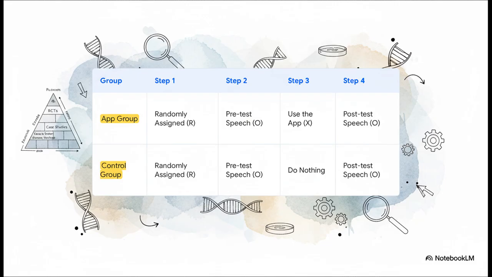Let's make this real. Let's say we have an app that claims to reduce public speaking anxiety. Okay, first, we'd randomly assign people to 2 groups. Then, we measure everyone's anxiety while they give a short speech. After that, the app group uses the app for a while, and the control group does nothing. Finally, we bring everyone back and measure their anxiety during one last speech. This is the kind of high-level proof you should expect for a new drug or an expensive therapy, because it does the best job of filtering out all the other possible explanations.